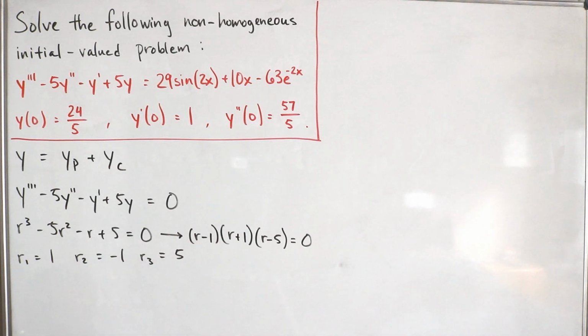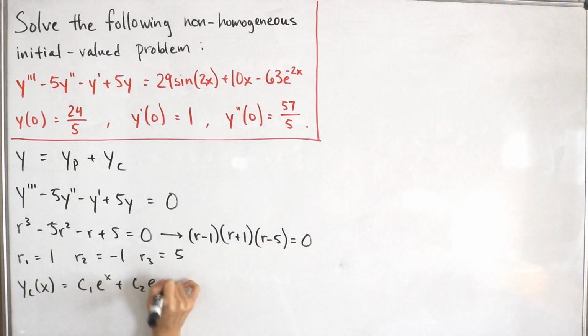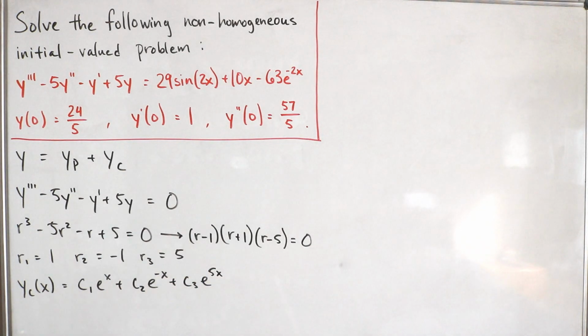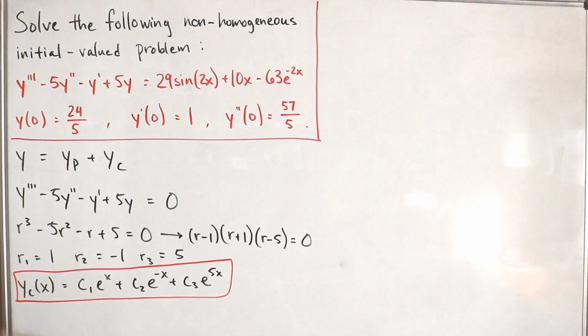With this, we can write the general solution for our complementary function: y sub c of x is equal to c sub 1 times e to the power x, plus c sub 2 times e to the negative x, plus c sub 3 times e to the 5x. Now that's out of the way, let me box this as our complementary, homogeneous solution. It's going to come in handy later as we put things together to get the general solution.